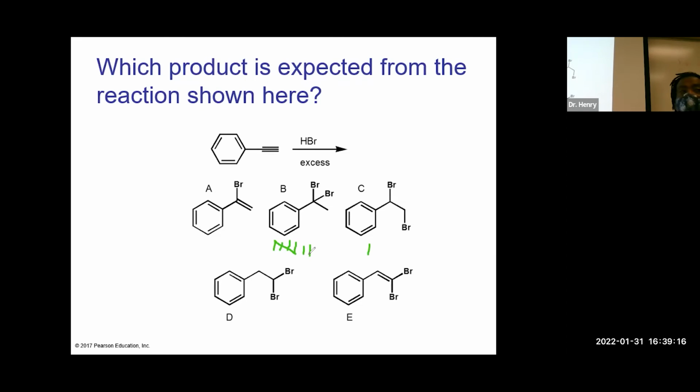The correct answer is B as in boy. We have excess. We know that this guy, if it's here, this is terminal, right? We know that that's not going to happen, because it has preference for that internal carbon. So what if it wasn't excess? What would be the correct answer? That's right. A would be the correct answer.